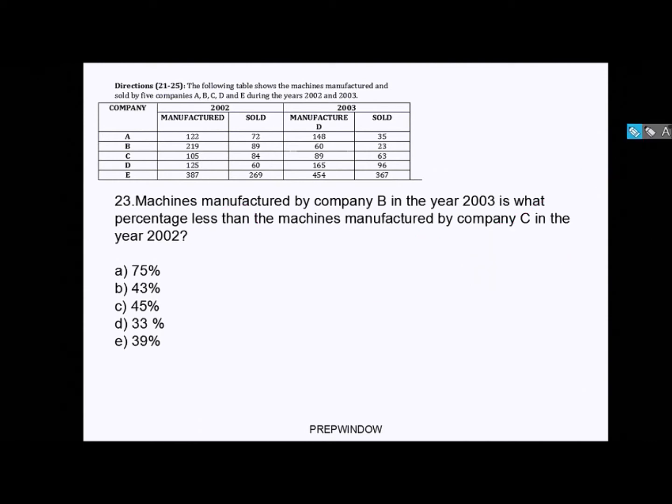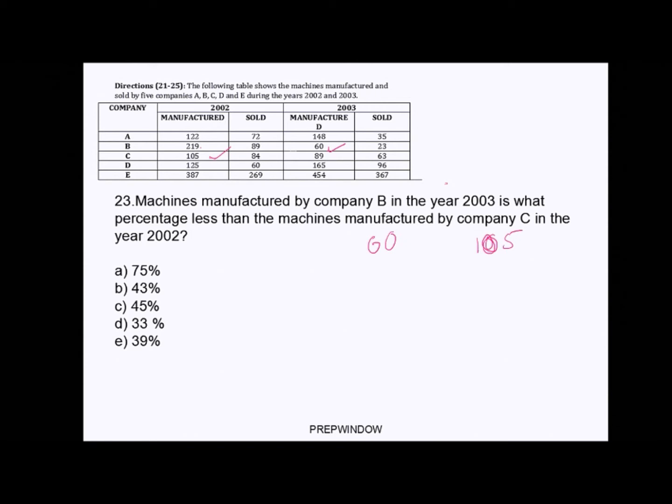The question says, machines manufactured by company B in the year 2003. So see what that value is. It is this value, 60. So 60 is what percentage less than machines manufactured by company C in the year 2002. C in the year 2002 is 105. So the two values are 60 and 105.